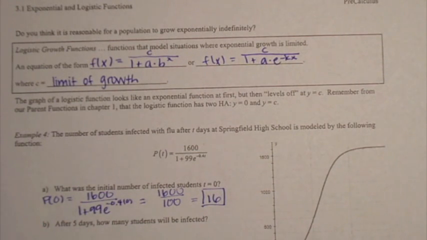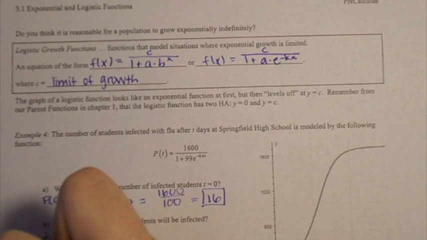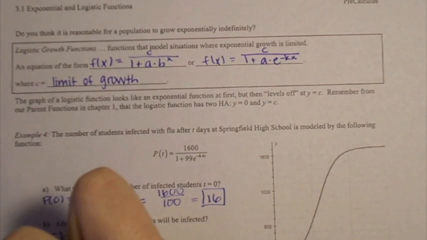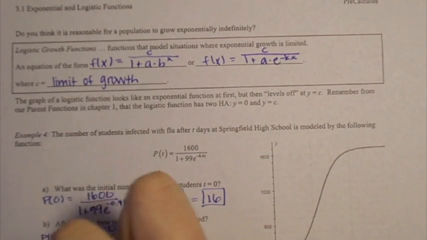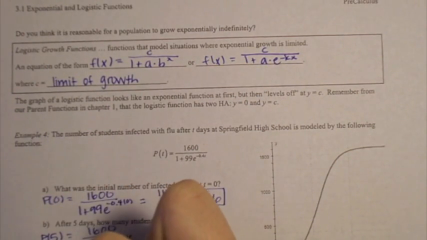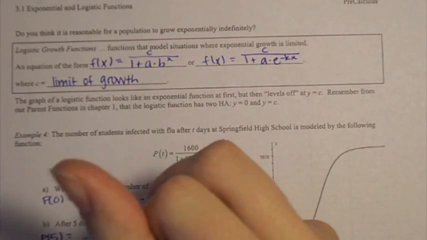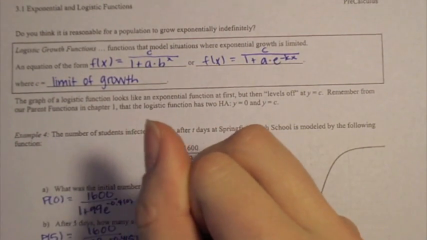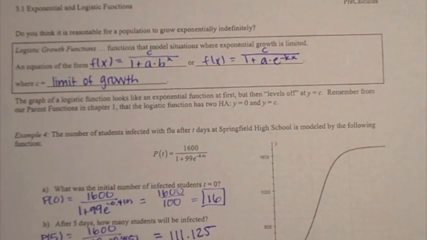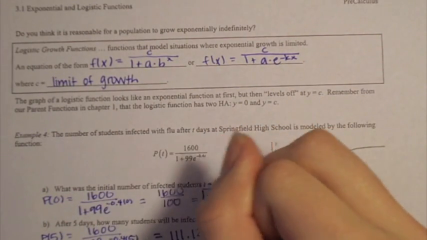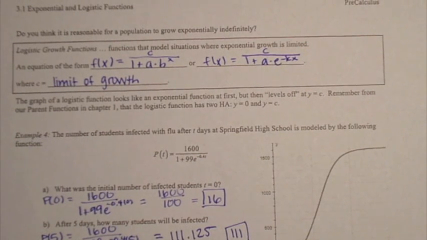Now let's look at 5 days after that. T is in days, so if we want to find out how many students are infected after 5 days, we'll just substitute in 5 for T. P of 5 equals 1600 over 1 plus 99 e raised to the negative 0.4 times 5. And if we evaluate this, we'll be left with approximately 111.125. So about 111 students will be infected after 5 days.